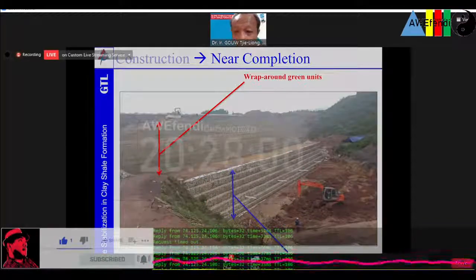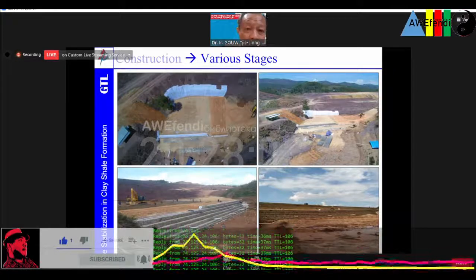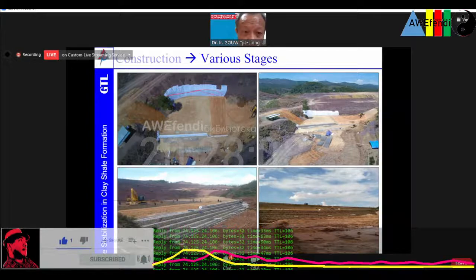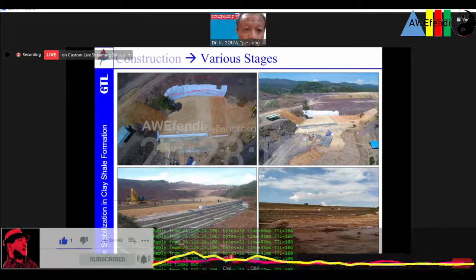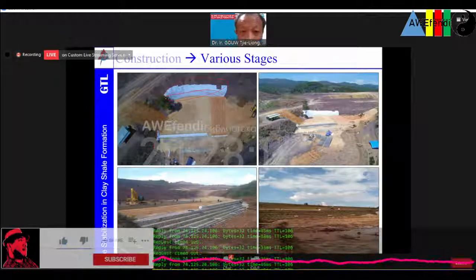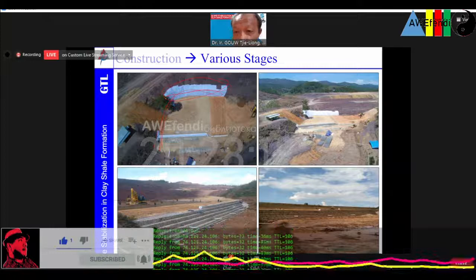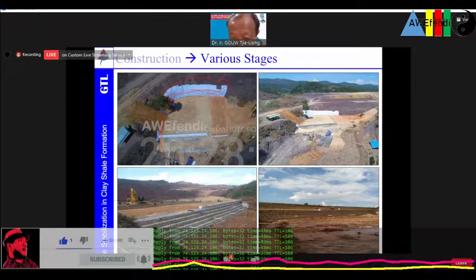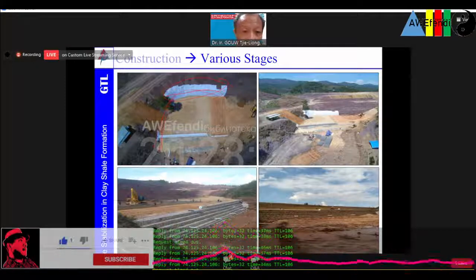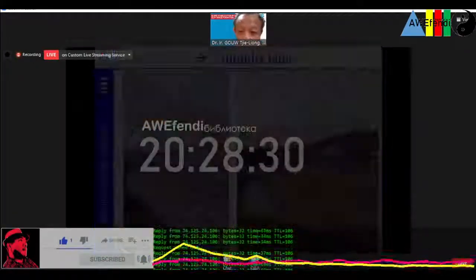This is the overview of the whole project. You can see this is still under construction, and it's not only over here. We also install the drainage over there. Something like this is going up. It's building up over here. It's another view. So this is from the other side.